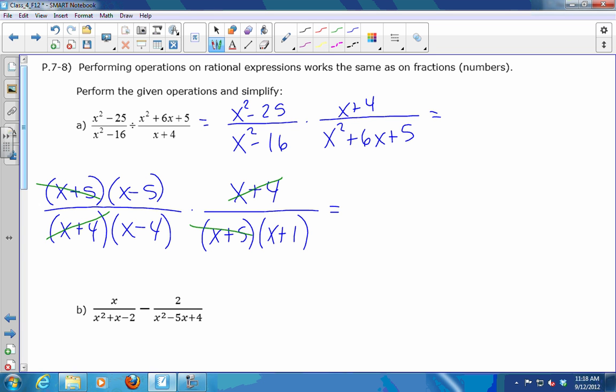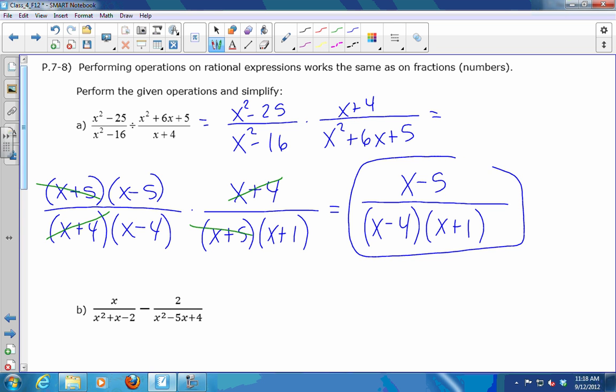And then I can write out my final product. In my numerator, I'm left with an x minus 5. And in my denominator, I just have x minus 4 times x plus 1. And if you multiplied these two together, if you went one step further and FOILed the denominator, that'd be perfectly acceptable. Also would be a correct answer.